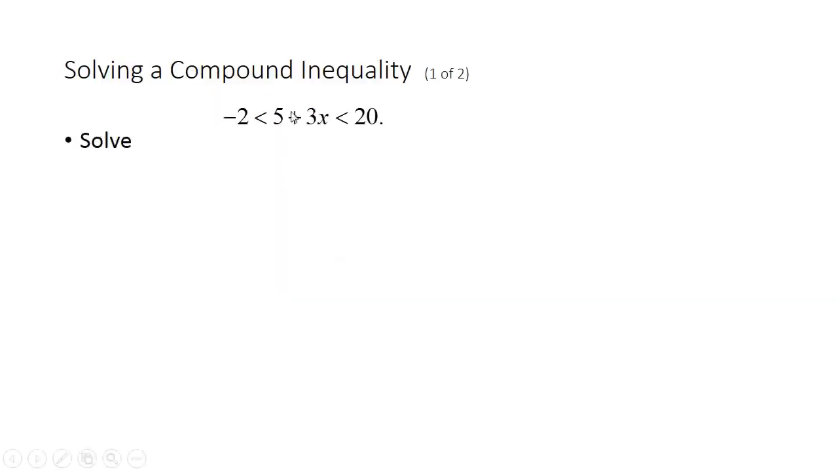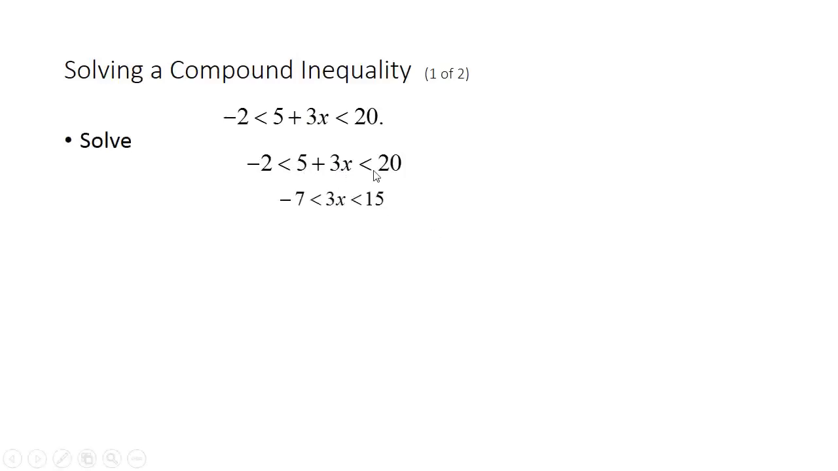So if you have an inequality, 5 plus 3x is between negative 2 and 20, and you want to solve this, you need to isolate x. In this case, you have to add a number to each side so you can isolate this 3x here. I need to add negative 5 to each side of the inequality. As long as you don't multiply or divide by a negative, the direction of the inequality stays the same.